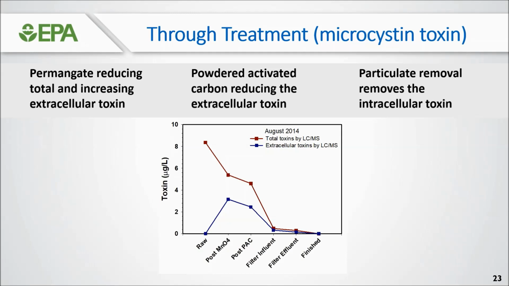Post-powdered activated carbon, some of these extracellular toxins are being adsorbed onto the PAC, so that drops, and you can see that in the total toxin too. After the filter influent, there's a little more time to react, and so these concentrations drop some more, and the water gets clarified, and the total toxin ultimately gets to a very low level, and then the chlorine hits in this case and results in a very low concentration in finished water.